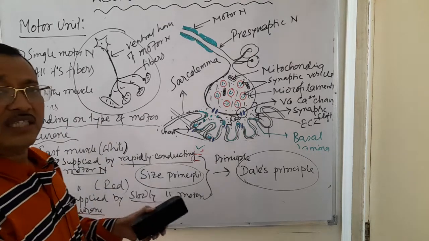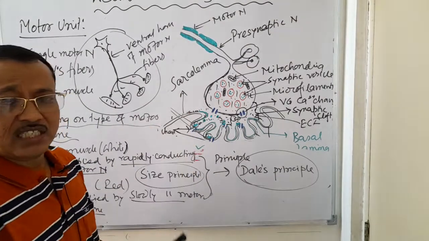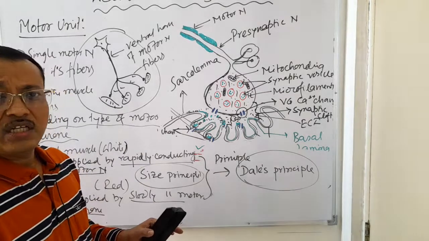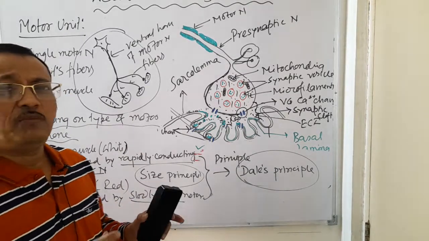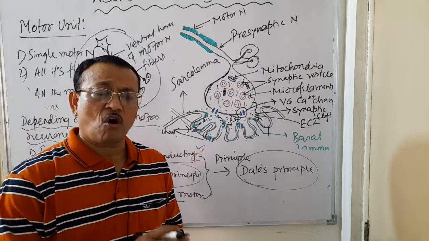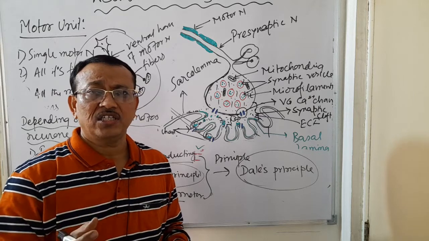I hope the structures of the neuromuscular junction along with the motor unit is very clear to you. The details of these things will be given in the description box along with the reference.